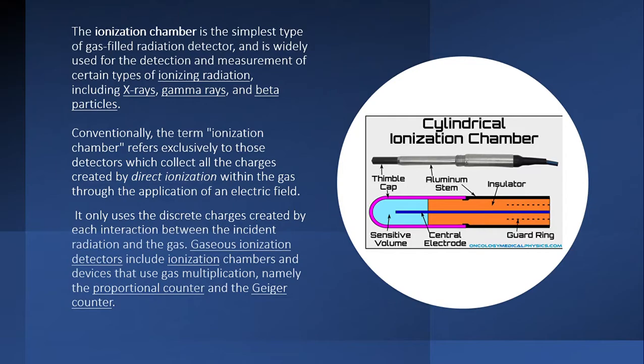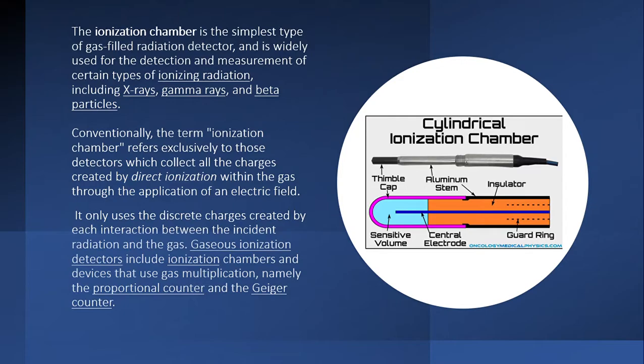The ionization chamber is the simplest type of gas-filled radiation detector and is widely used for the detection and measurement of certain types of ionizing radiation, including X-rays, gamma rays, and beta particles. Conventionally, the term ionization chamber refers exclusively to those detectors which collect all the charges created by direct ionization within the gas through the application of an electric field. It only uses the discrete charge created by each interaction between the incident radiation and the gas.